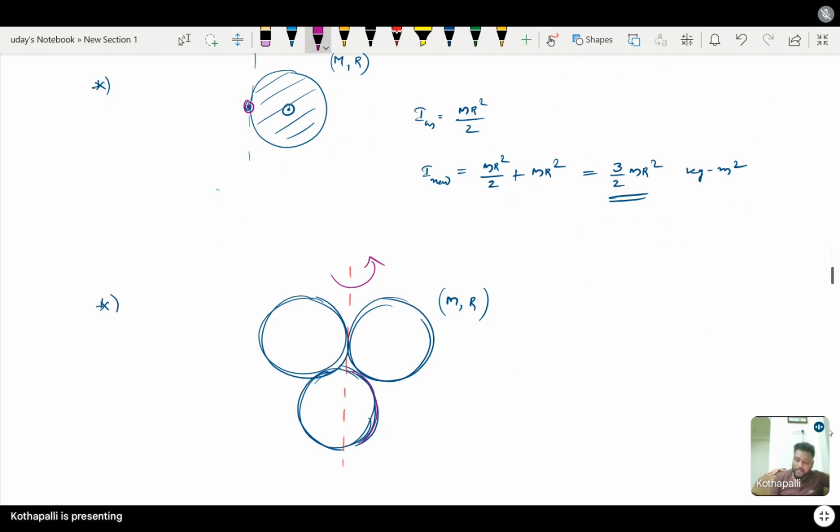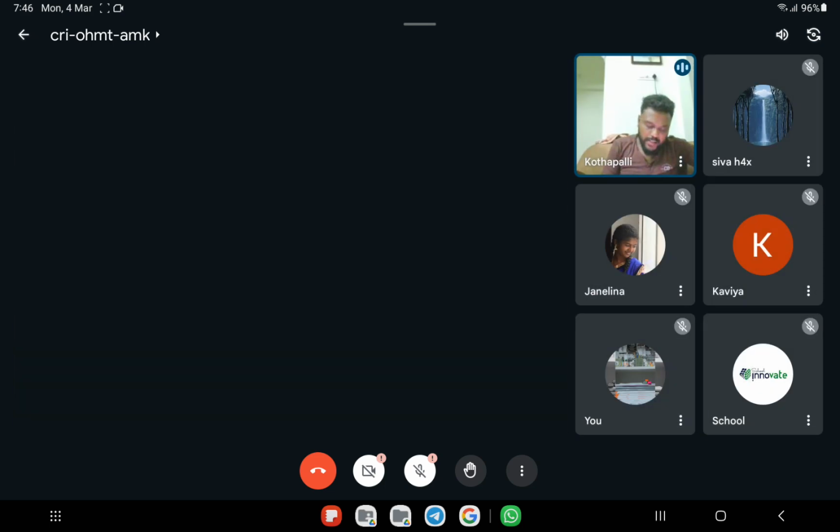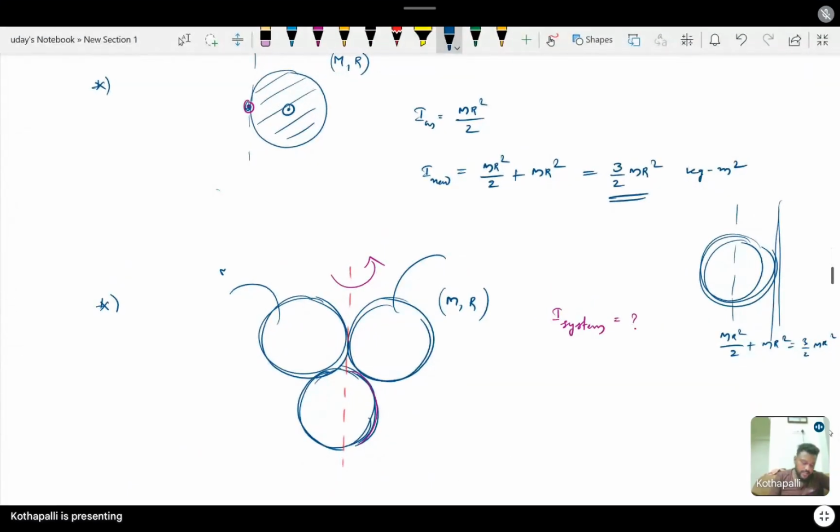What is the moment of inertia of the system about the given axis? Think. Solve it with a pen, the answer will come only if you solve it, not by looking. For this ring it is 3 by 2 mr square. Same for this one, 3 by 2 mr square.